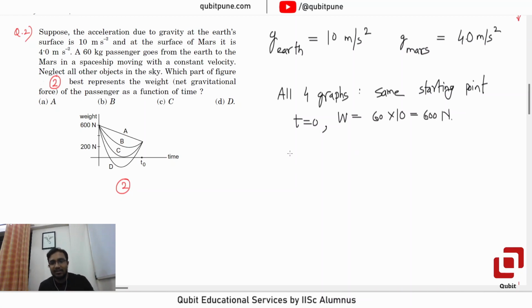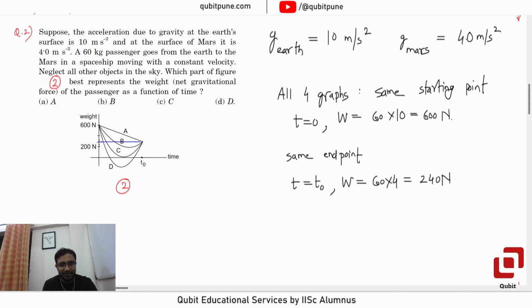Now, what is this end point? Same end point. This same end point would be when the passenger reaches the Martian surface. So his weight will be 60 into 4, that's 240 newtons. That will be somewhere here, slightly below 300. Anyways, let's consider it 240.